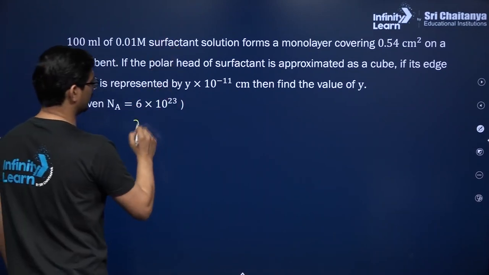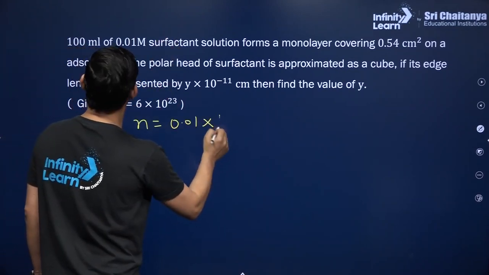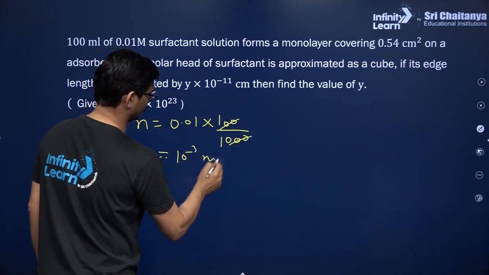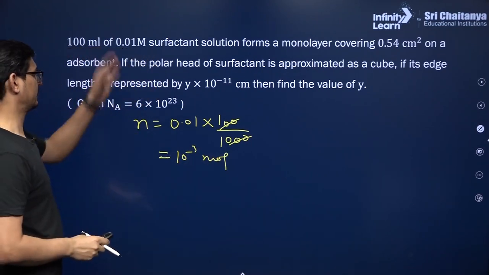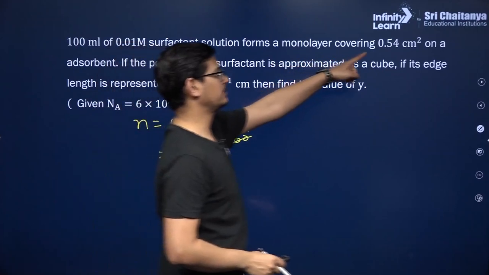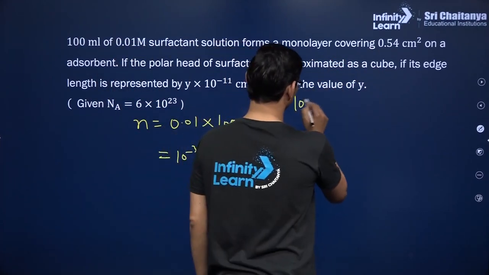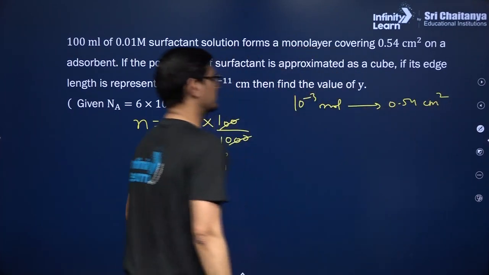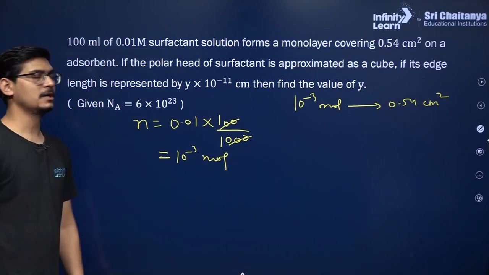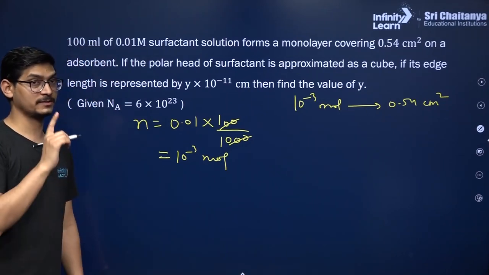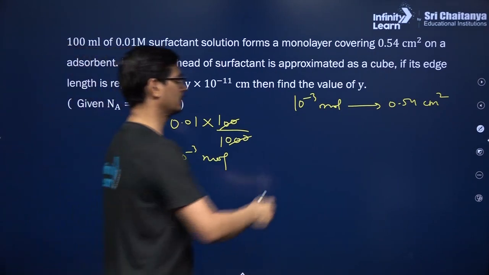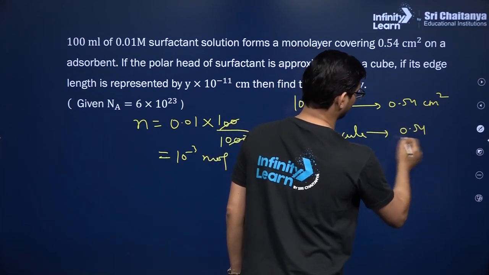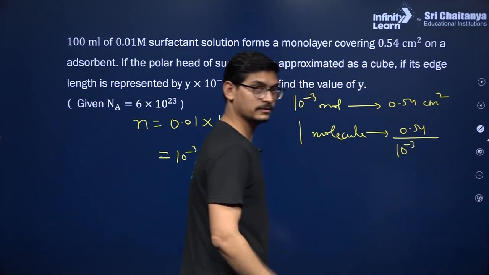100 ml of 0.01 molar surfactant solution forms a monolayer covering 0.54 centimeter square. So number of moles of surfactant is molarity multiplied by volume, converted to liter. So that is 10 raised to the power minus 3 mole. That means the surfactant is 10 raised to the power minus 3 mole. It is occupying 0.54 centimeter square. So if 10 raised to minus 3 mole of the surfactant is occupying 0.54 centimeter square, what is the surface area occupied by one molecule of the surfactant? So you have to divide it by 0.54 divided by 10 raised to the power minus 3. Substitute the value of mole.